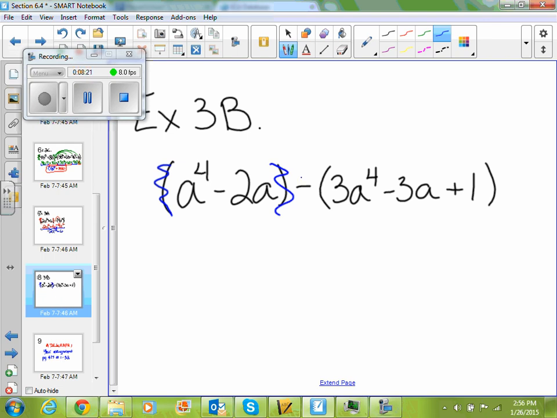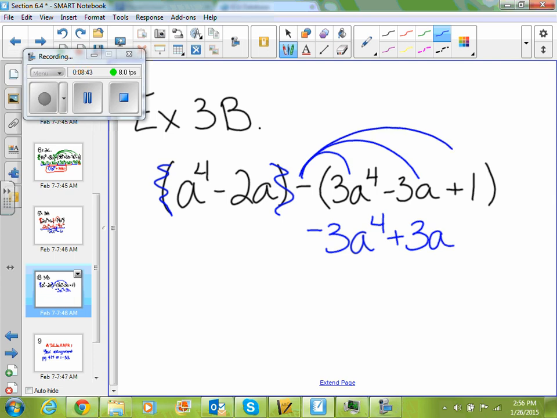Alright, ignore your first parentheses, distribute the negative. What do we do if we distribute the negative to our first term? Okay, so minus 3a to the 4th. What happens when we distribute that negative to a second term? Negative times a negative is a positive. So positive 3a. And if I distribute this negative to the 1, what do I get? Negative 1. Okay. And I still have my a to the 4th minus 2a out front.